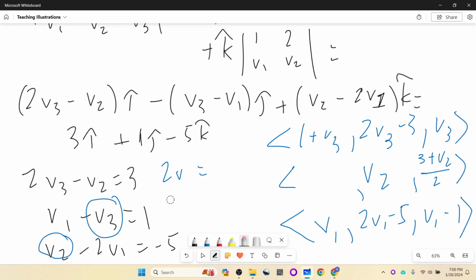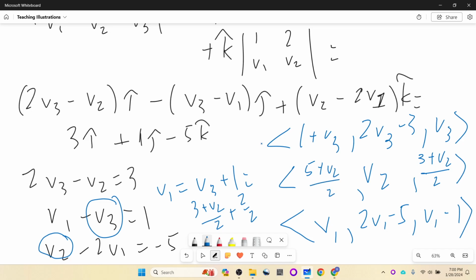And what's V1? Well, V1 is V3 plus 1, which is 3 plus V2 over 2 plus 2 over 2. So that'll be 5 plus V2 over 2.